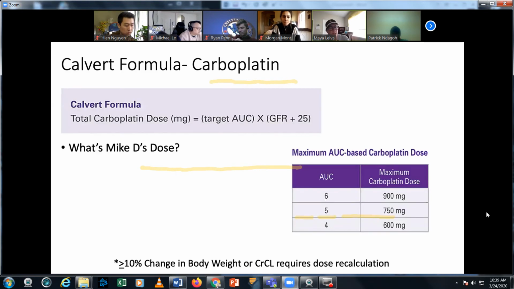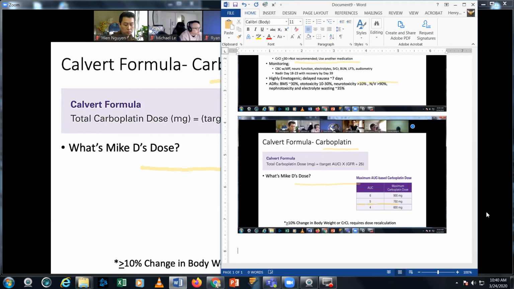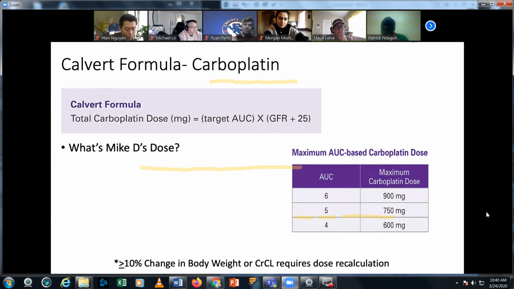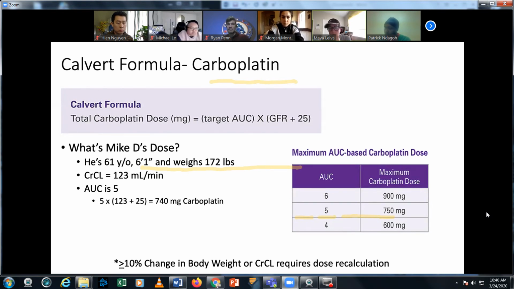All right, so really fast, somehow these got messed up here. Carboplatin should have been after the carboplatin. But for Mike D, what would his dose be? So he's 61 and he's 6'1", and he weighs 172 pounds. And we figured out his creatinine clearance based on the serum creatinine labs I gave you. And we're using an AUC of 5 for the carboplatin, which is a typical dose for head and neck when we're not combining it with chemo.